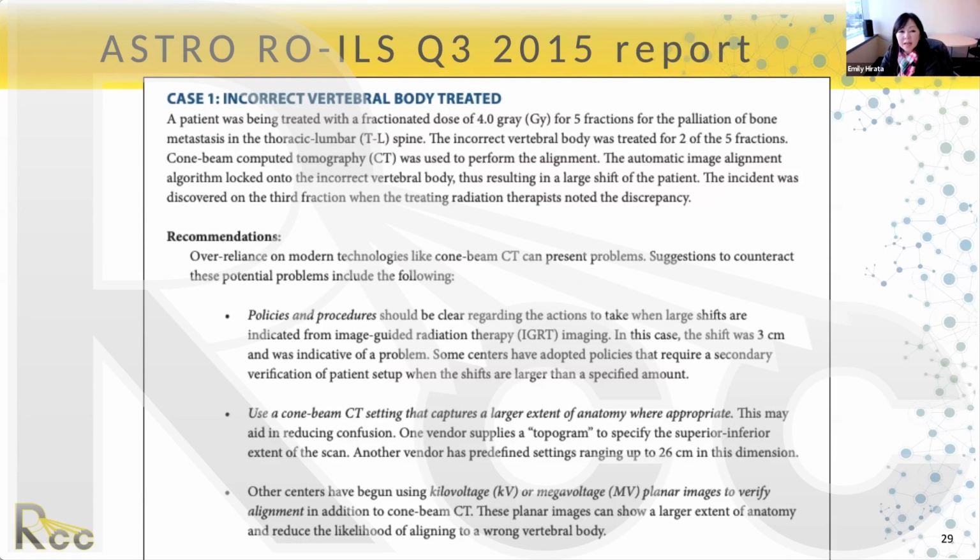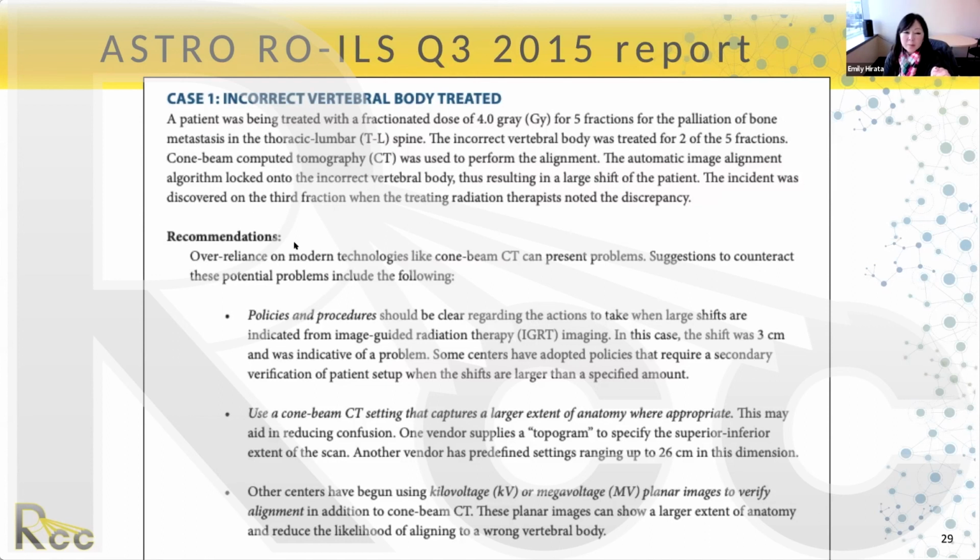So this was a case in a 2015 Q3 report where the incorrect vertebral body was treated. The automatic image alignment algorithm locked onto the incorrect vertebral body, and in this case resulted in a large shift of the patient. The incident was discovered on the third fraction when the treating therapist noticed a discrepancy. So again, cone beam CT is great, auto matching is great, but you have to be aware of this limitation.